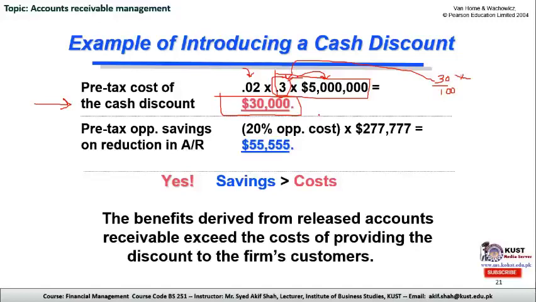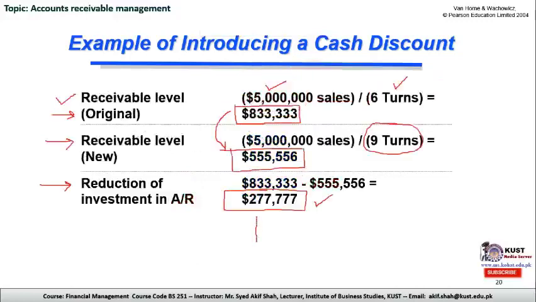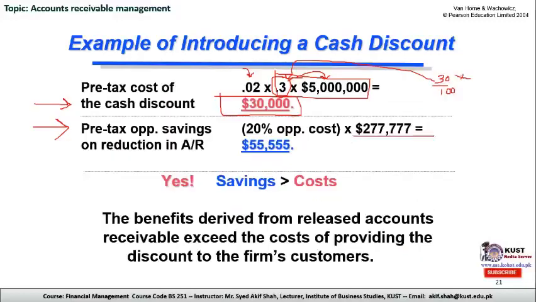By introducing this new cash discount policy, the company is going to bear $30,000 in cost against the discount offered to those 30% of customers. The final step is to find out the pre-tax opportunity saving on the reduction in the account receivable. As we saw in the previous step, we have reduced our level of investment in the account receivable. This amount can be invested somewhere else, in option B, which is the opportunity to the company. If we offer this discount to the customers, we save an additional investment of approximately 277,000 in the account receivables.